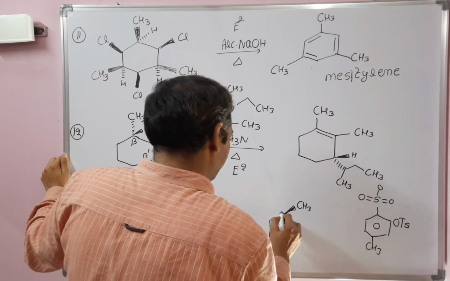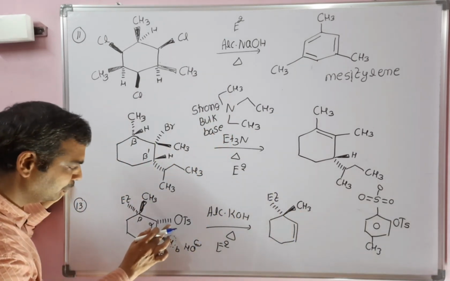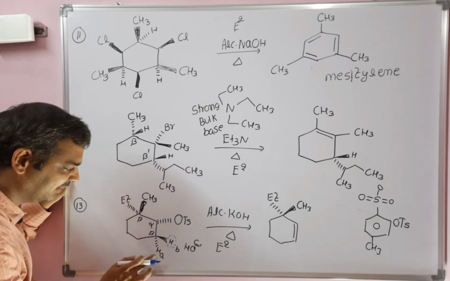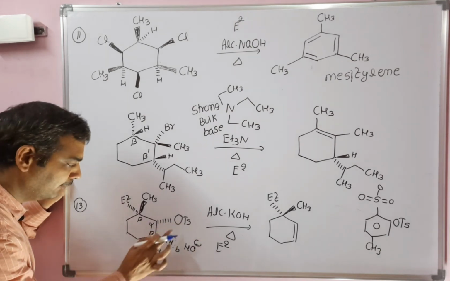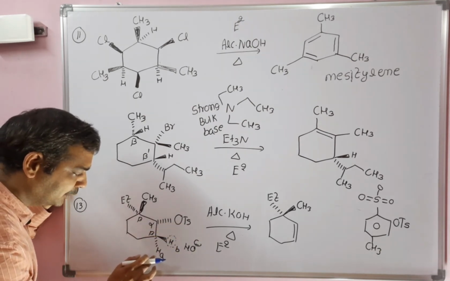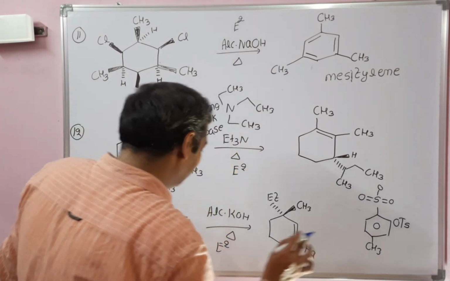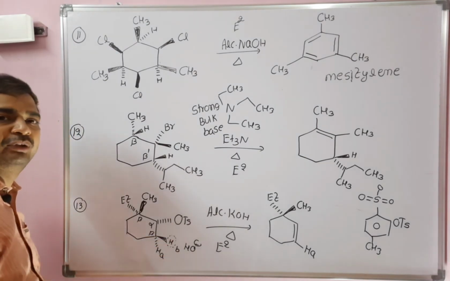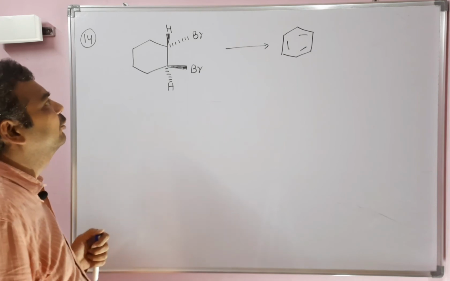We will get the product with CH3 and an ethyl group. See, OTs is below the plane, and the base abstracts a proton above the plane. Why? If it tried to abstract from below the plane, there would be some lone pair interaction, so it is not possible to abstract HA. That's why HA stays, and HB is abstracted by the base, because it is above the plane. Clear?